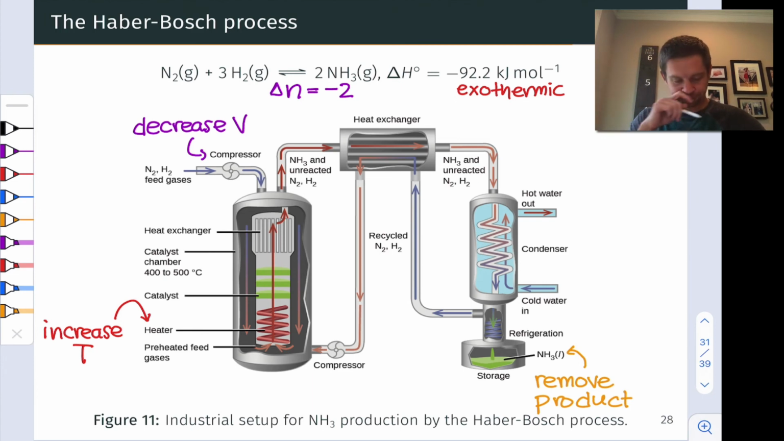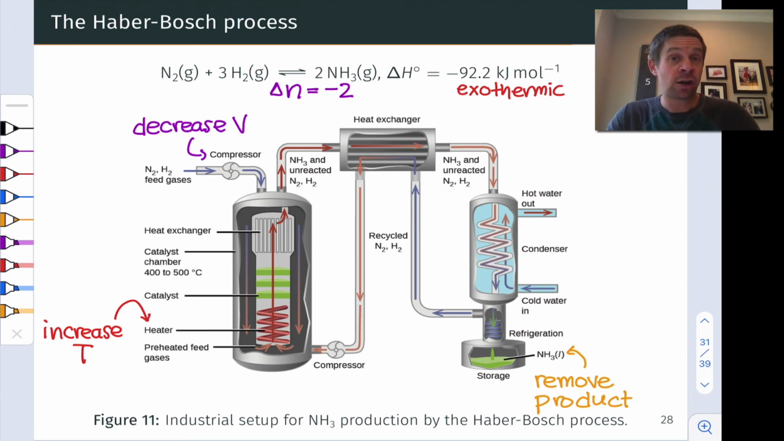There's a heater, which is going to increase the temperature. Now, this would seem to shift the reaction actually backwards, but there's also a kinetic effect here, right, where we're accelerating the reaction. And we remove the product. There's refrigeration on the far side of the apparatus. The NH3 condenses out. As we remove that product, that encourages the generation of more NH3 in the actual reactor. We can also see there's water cooling there, which will encourage the ammonia to condense out as well.